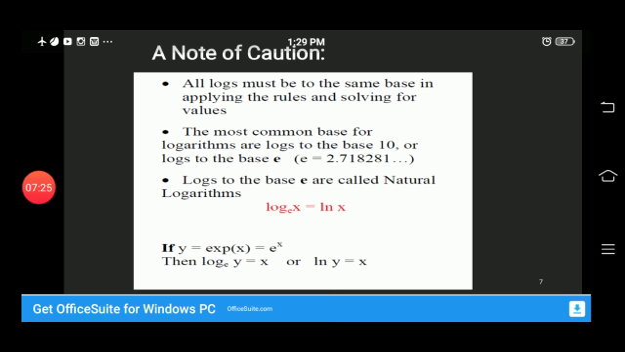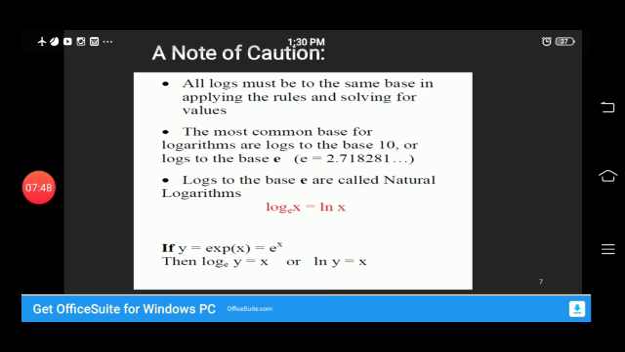The most common bases for logarithms are base 10 or base e. Normally we use log of base 10, which is known as normal log, and the other with base e is known as natural log. So logs to the base e are called natural logarithms. Log of x to the base e is equal to natural log of x.